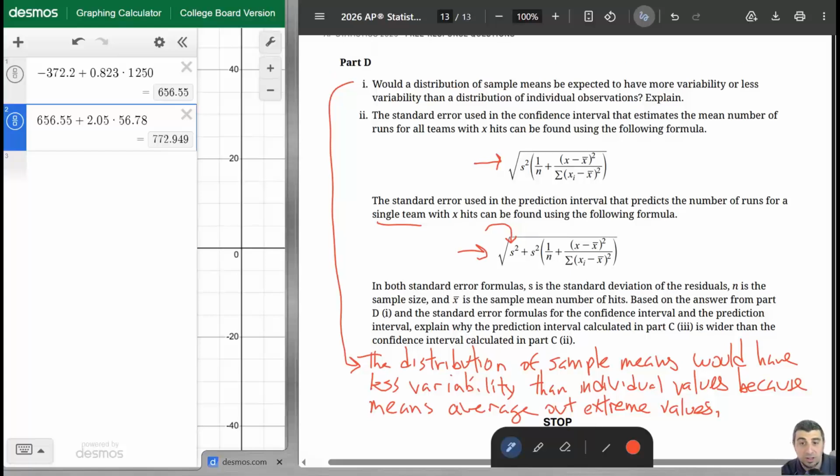And because we use the same point estimate and the same t-star critical value of 2.05, the only thing that's changing is the standard error. And since the standard error is larger for a single team, it's going to have more variability than for all the teams.